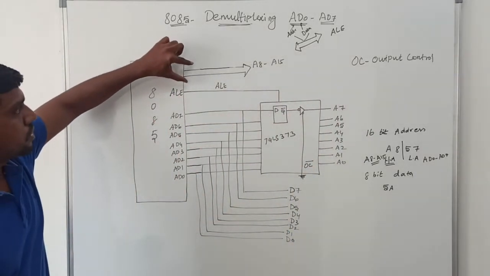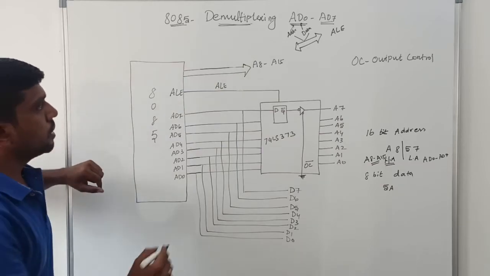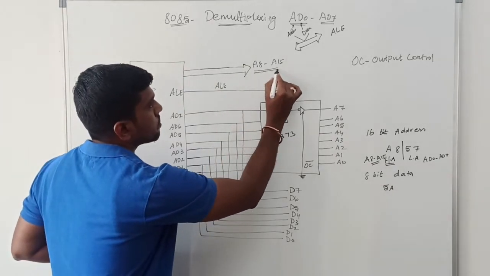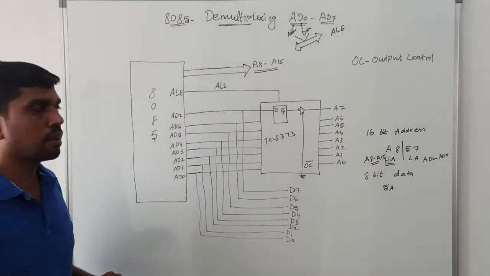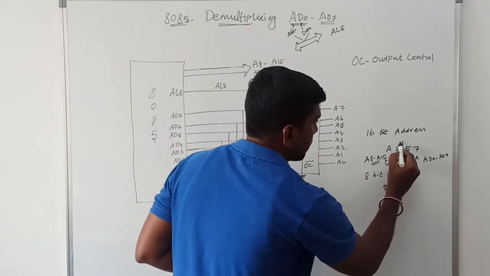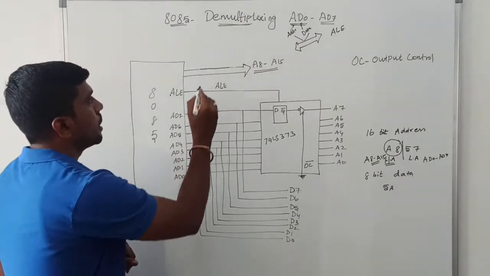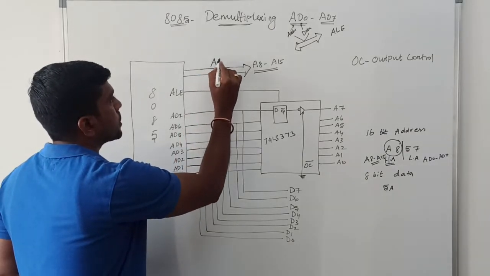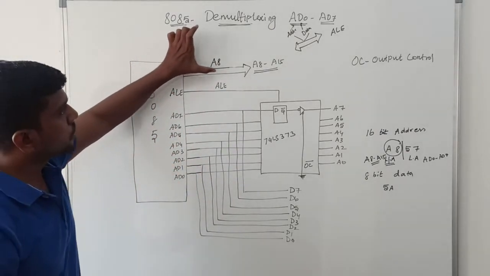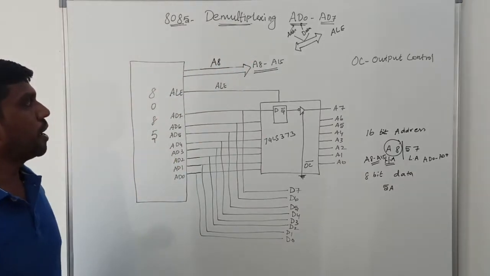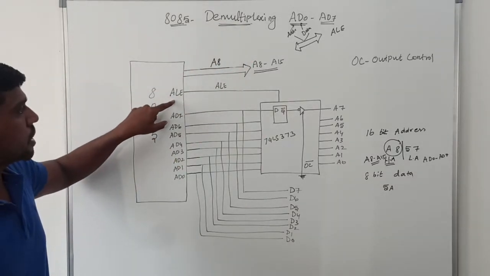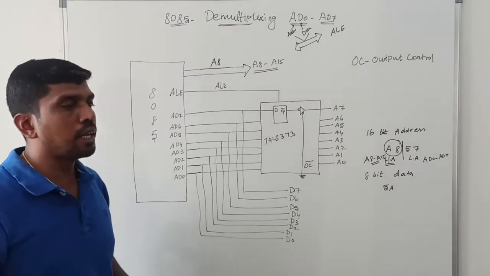So first consider A8 to A15. This port is carrying the higher order address location. In this memory location, the higher order address is AA. This value is transferred through this A8 to A15 bus. The next signal is ALE, the address latch enable signal.